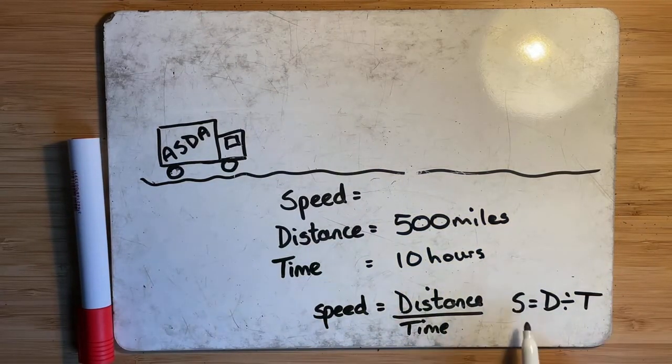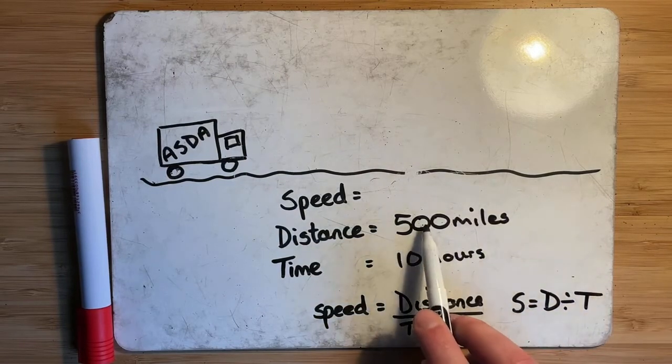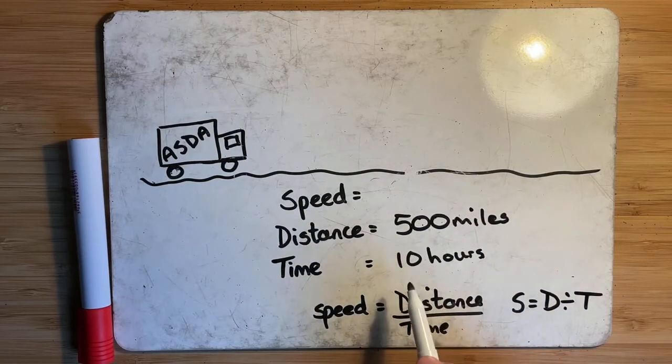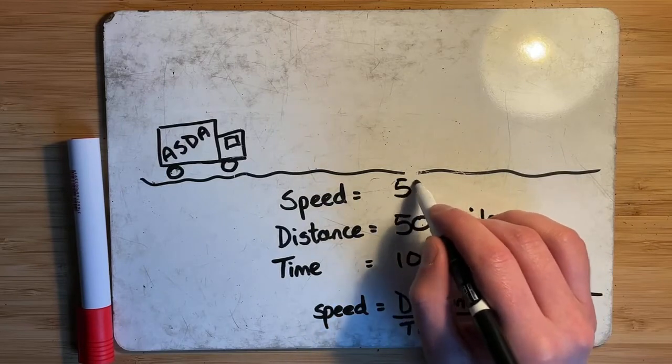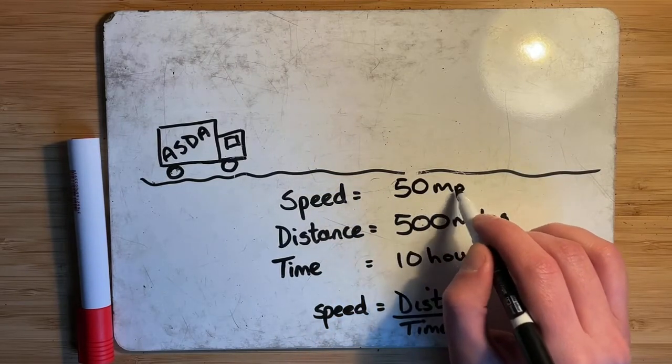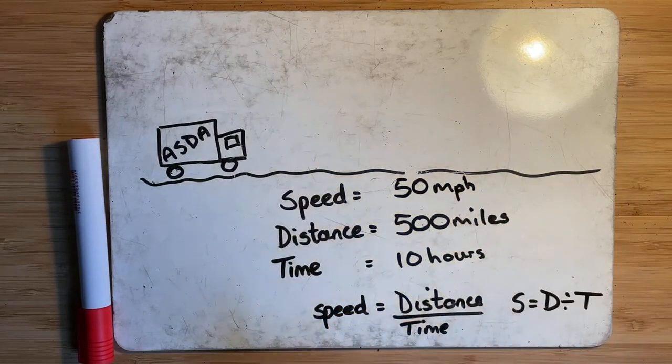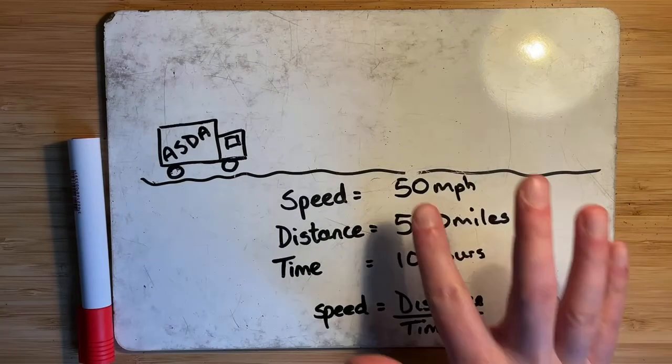Now again, remember, speed equals the distance divided by the time. The distance is 500, the time is 10. 500 divided by 10 is, you guessed it, 50 miles per hour. Because remember, if we want to get it down to 1 hour, we need to divide it down to get to 1. So 50 miles per hour.